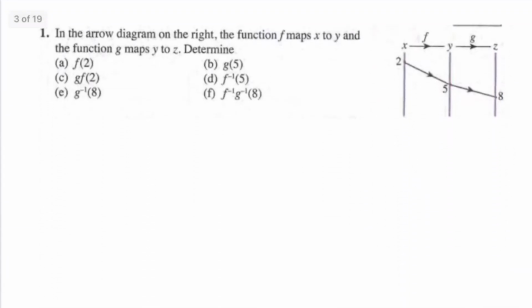So let's get started with question number 1. In this arrow diagram, we have function f that maps x onto y and function g that maps y onto z. So first part, we are determining the value of f(2).